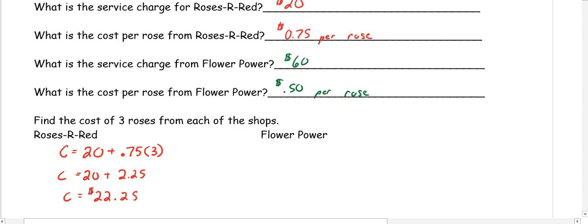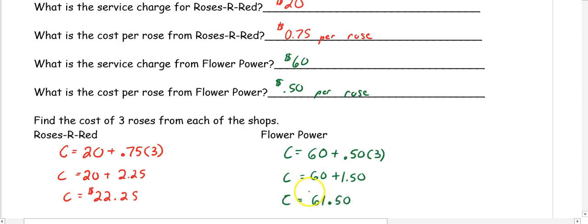So our cost from Roses Are Red is $22.25 for 3 roses. From Flower Power, our cost is going to be equal to $60 because we have to pay the service charge, plus they're only charging 50 cents per rose, so we're going to do 0.50 times 3. Remember, we have to multiply 3 times 0.50 first, which gets us 1.5. We're going to add that to 60 to get that our cost is $61.50.